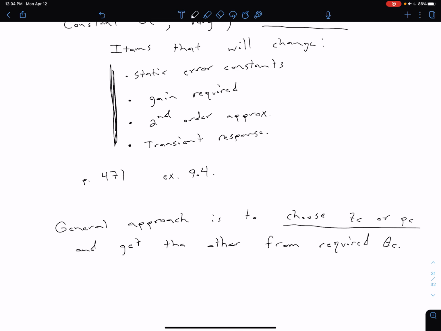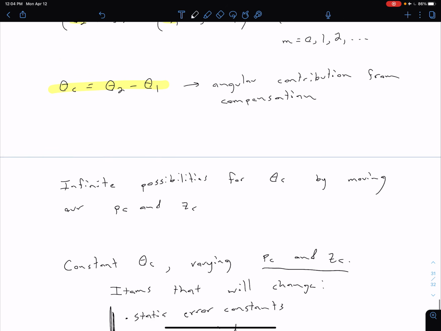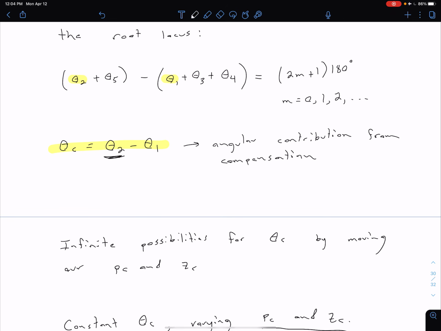And then again, once we choose that, we know what our angular contribution is going to be from either our theta 1 or our theta 2. So we can determine what our other, either pole or zero, needs to be in order to keep this required overall angular contribution from our compensation network.